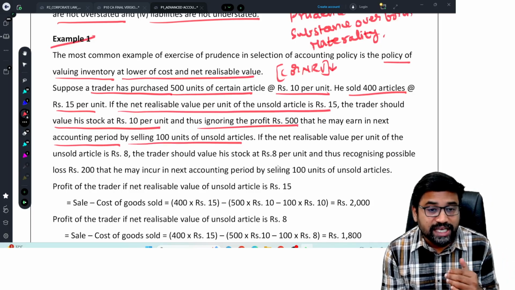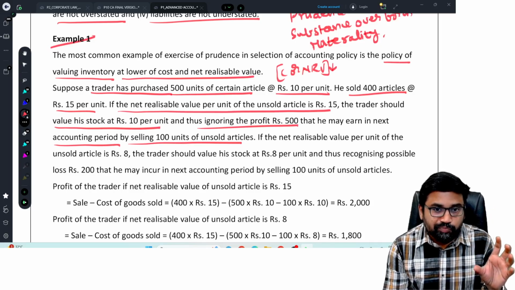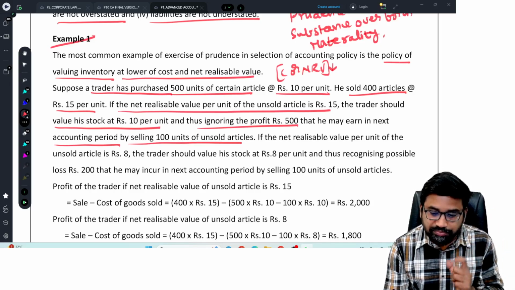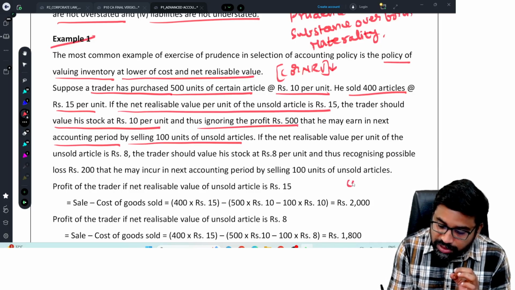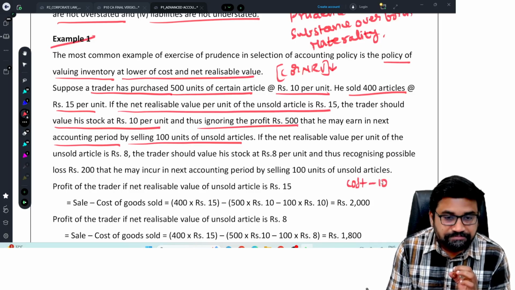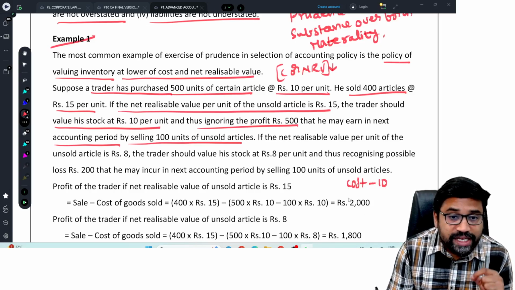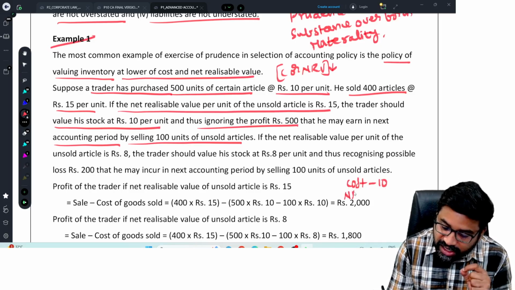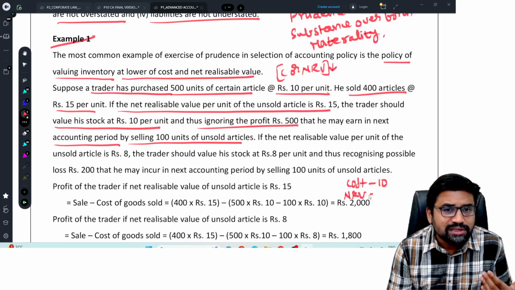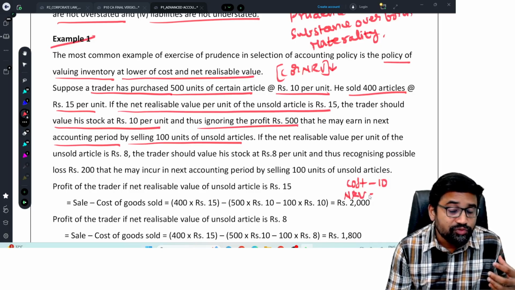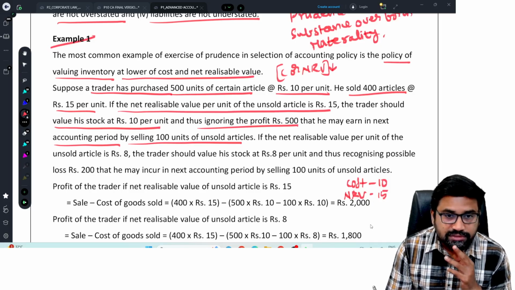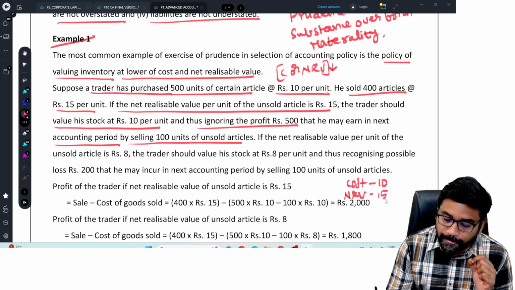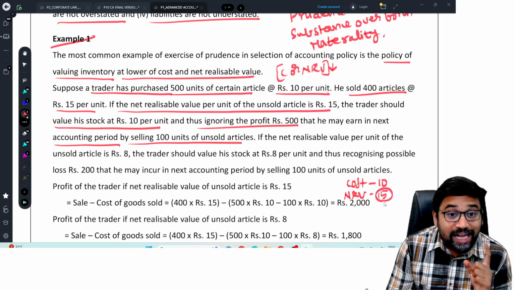Suppose, sir, what they are saying is there is a trader who purchased 500 articles, and the cost of the article is, for example, 10 rupees. Now, he sold each article at 15 rupees. That means net realizable value. Net realizable value is nothing but the sale price. If you want to sell it in the market, at what price can you sell after reducing sale expenses? That is called NRV. Suppose the NRV is 15 rupees. That means you are able to sell at 15 rupees.